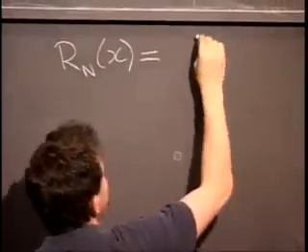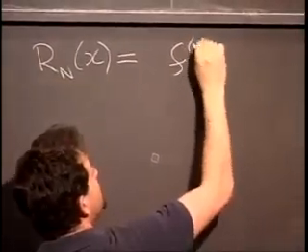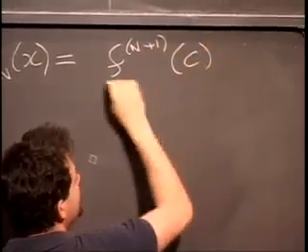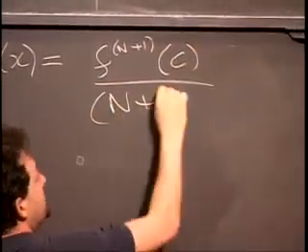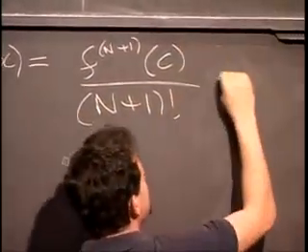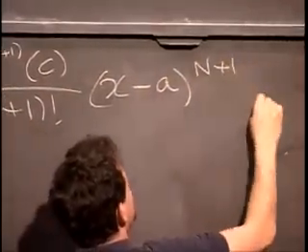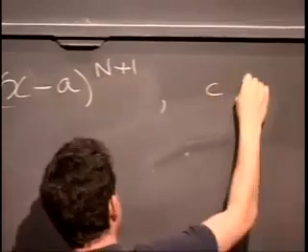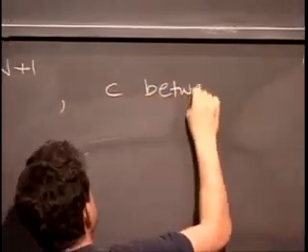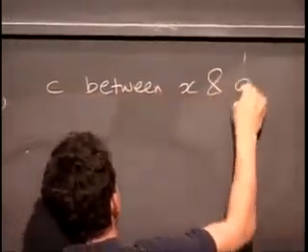Now, how about Rn of x? Well, again, this is sort of repeating what we've done. We just need the formula. In general, it's the n plus 1th derivative at c, over n plus 1 factorial, times x minus a to the n plus 1. And what do we know? We know c is between x and a. So that's the general formula.